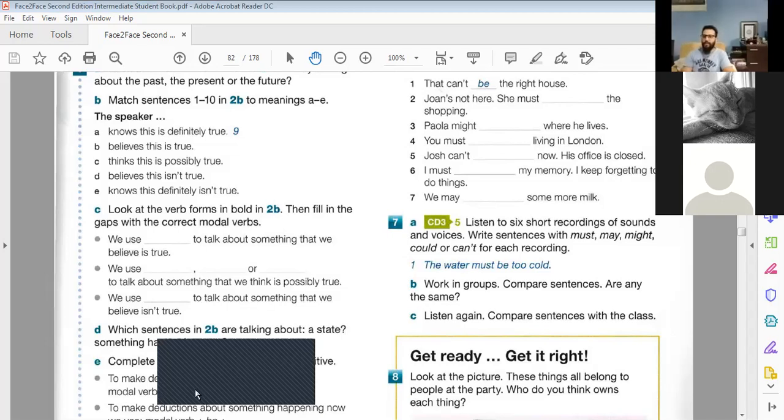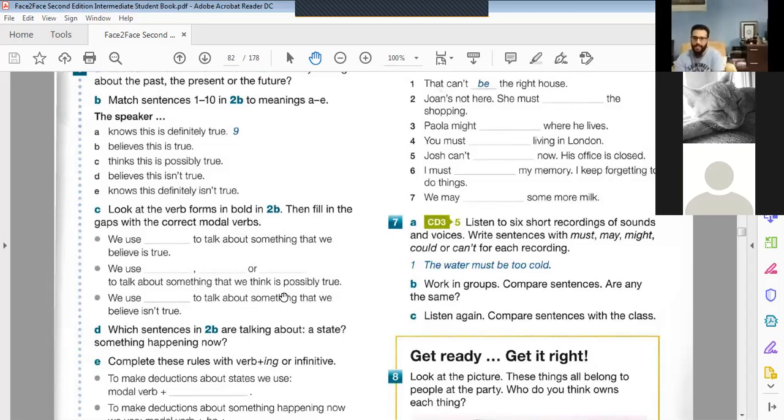Okay, let's talk about the first sound, the first, so here. Is it clear? Sorry? No, you're talking about the second one. Yeah, the first one. What about the first one?